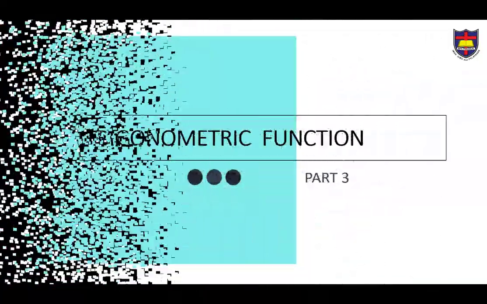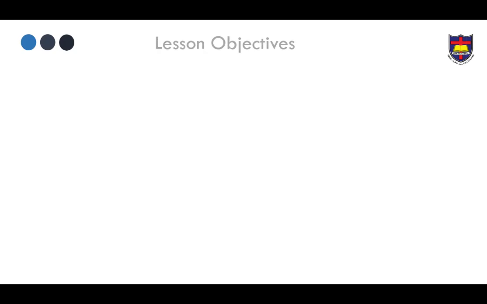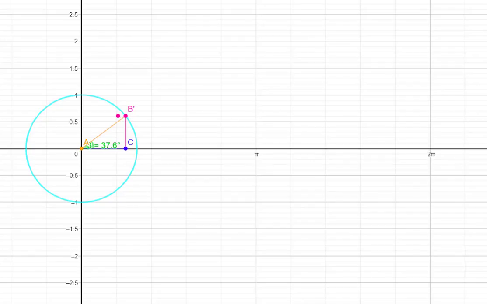So for today, we will learn again about trigonometric functions, and now already the third part. So let's check what we will learn today. We will observe the graph of sine, cosine, and tangent, and then we will define the period, axis of the curve, and the amplitude of each function.